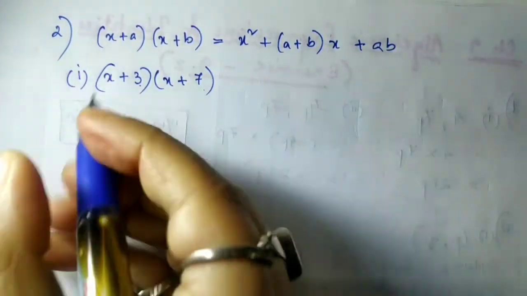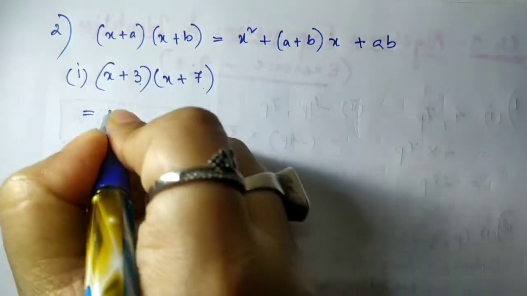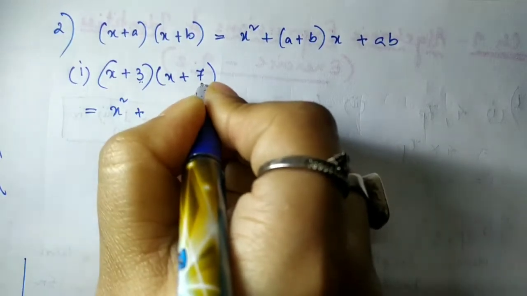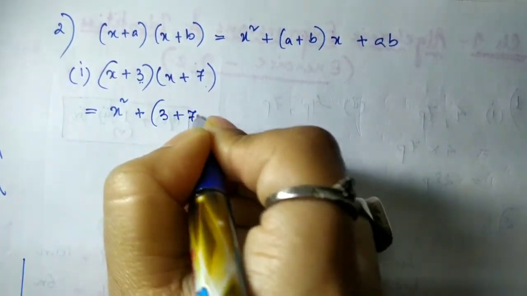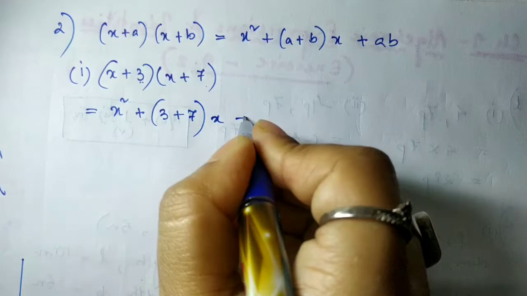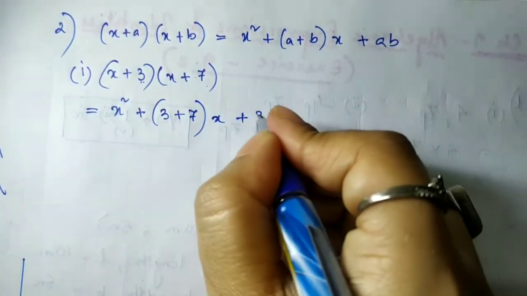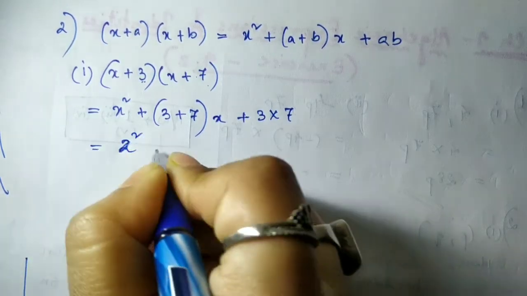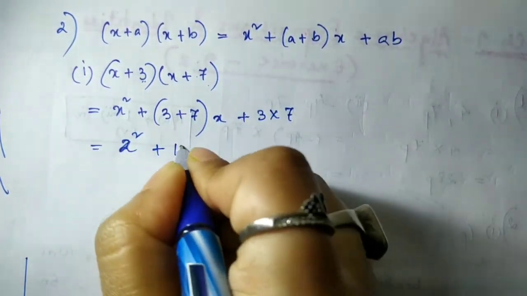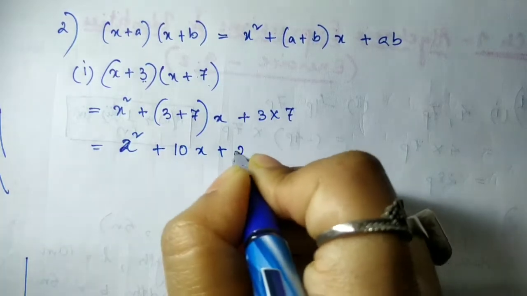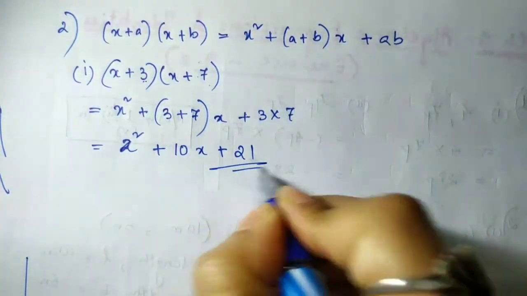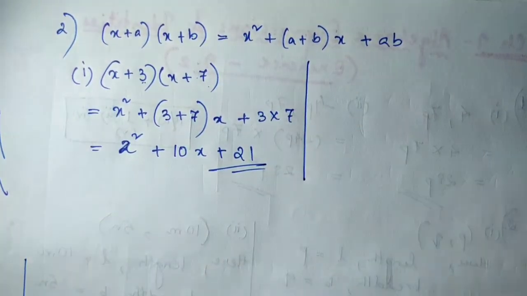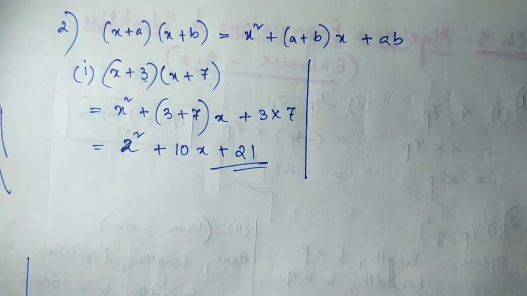So which will be equal to this type of this? So x square, x is already x here. Okay, a plus b, this is the a and this is the b. So (3 plus 7) into x. Okay, a into b, that is 3 into 7. Okay, so x square, plus 3 plus 7, 10x, plus 7 3s are 21. No like terms, so this is my solution. Okay, I can show you some more here. Let me show you number 3.